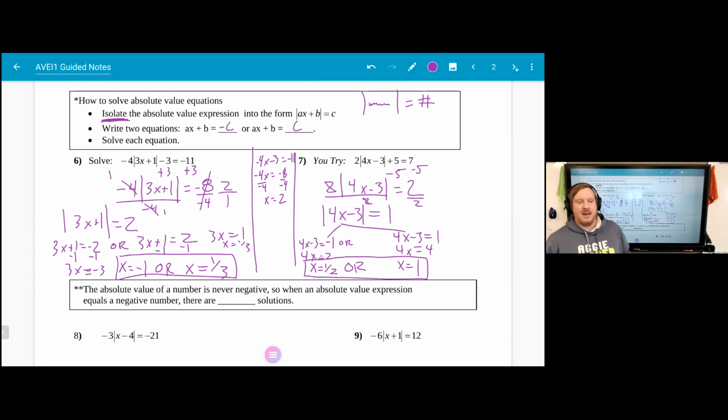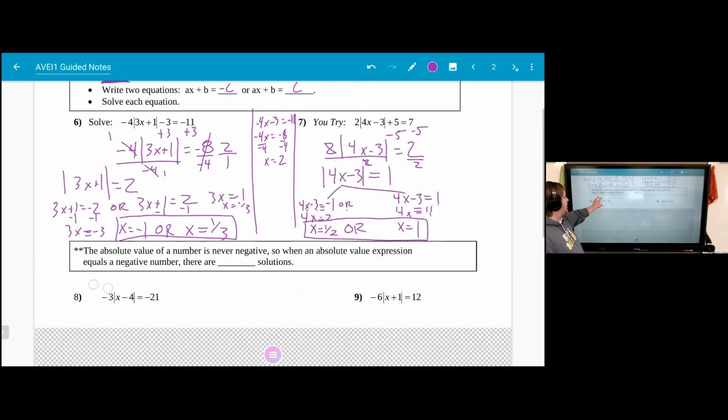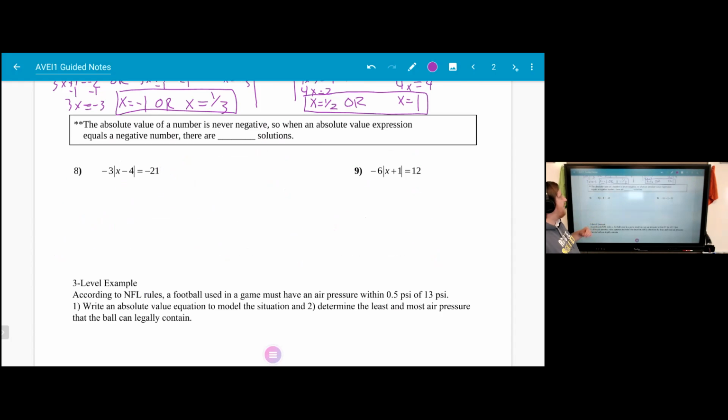There we go. One other thing we need to think about here. The absolute value of a number is never negative. So when an absolute value expression equals a negative number, there are no solutions. Makes it kind of nice.